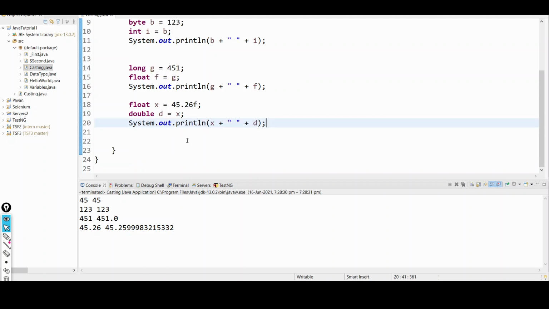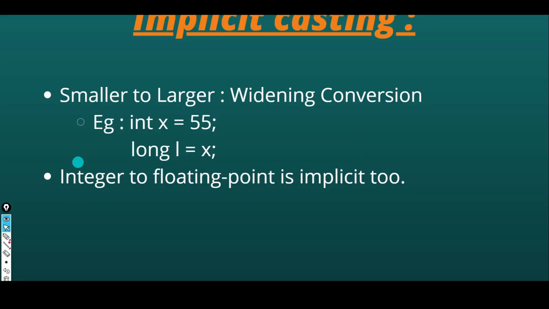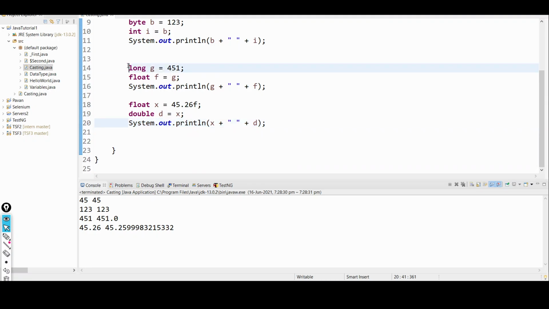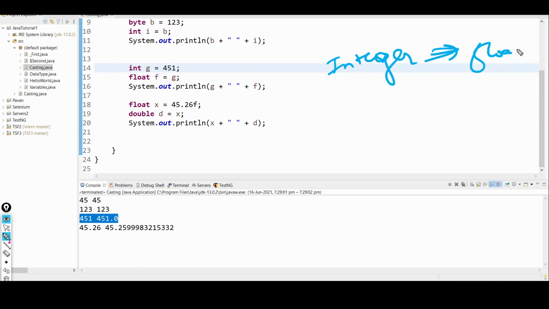So as I said, integer to floating point is implicit too, and we saw this example, right? Long is a type of integer, and I can also give int, and I can also give byte as well, because all of them are integers. See, again it is 451 space 451.0. So as I said, integer to floating point is implicit, so no need to write any extra code.